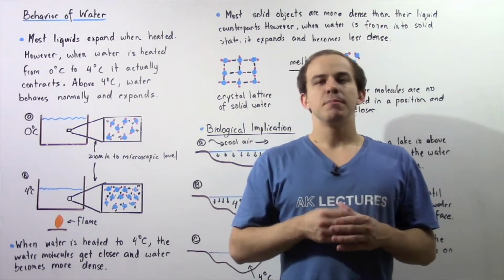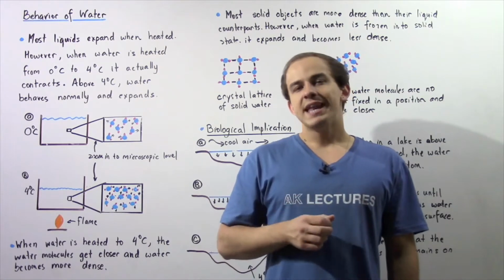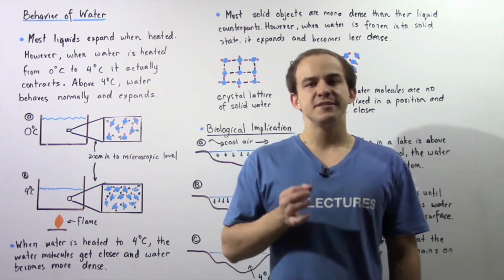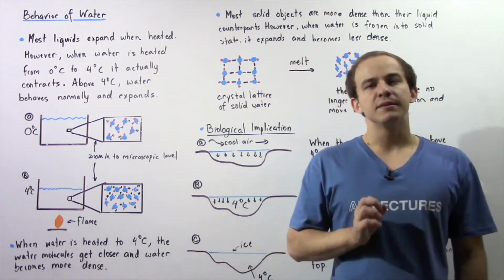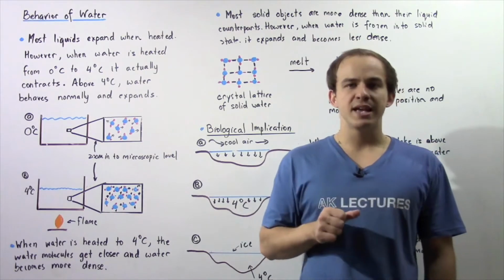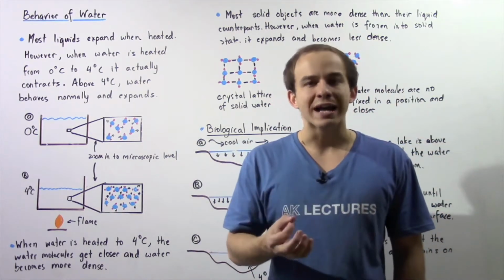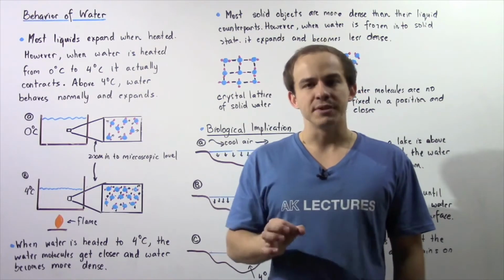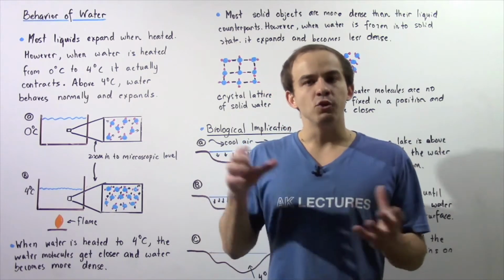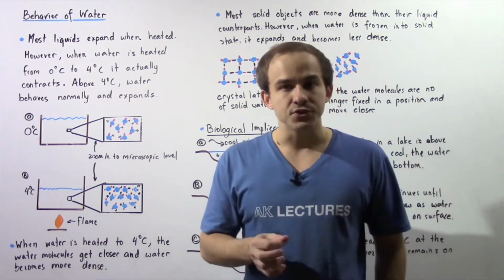Let us now examine the behavior of water below 4 degrees Celsius. Now, when most liquids are heated, those liquids will expand. However, unlike most liquids, when water is heated from 0 degrees Celsius to 4 degrees Celsius, it actually contracts. So the opposite happens. The volume doesn't get larger, the volume becomes smaller and the water becomes more dense.